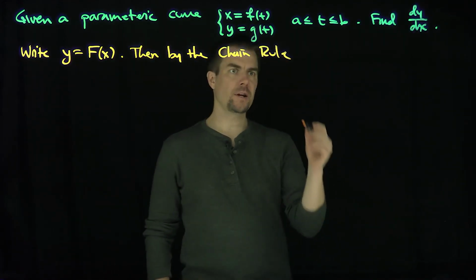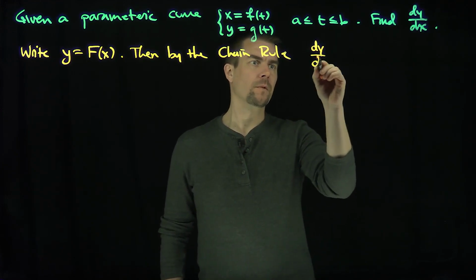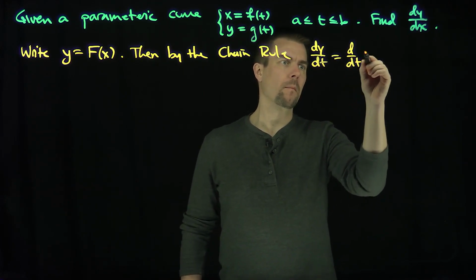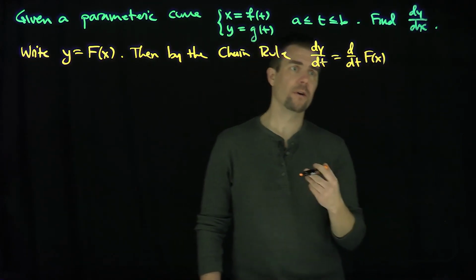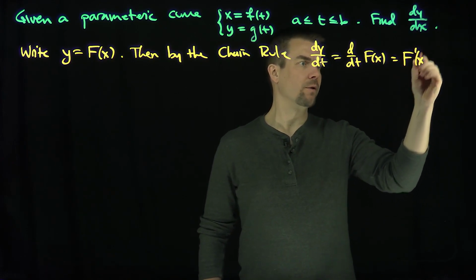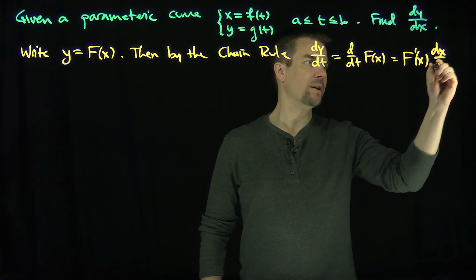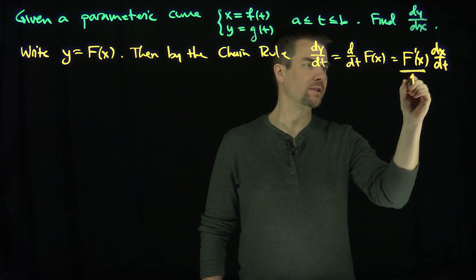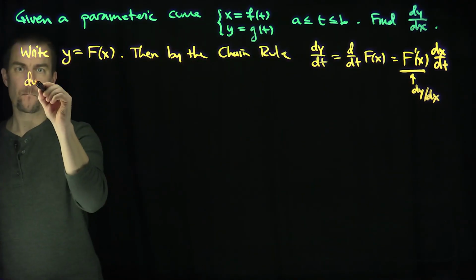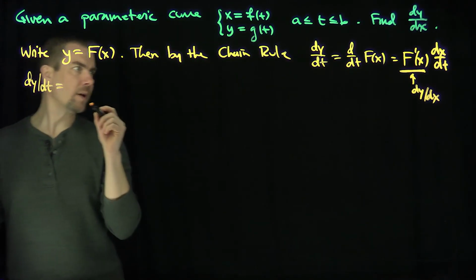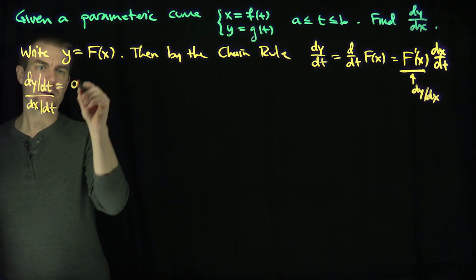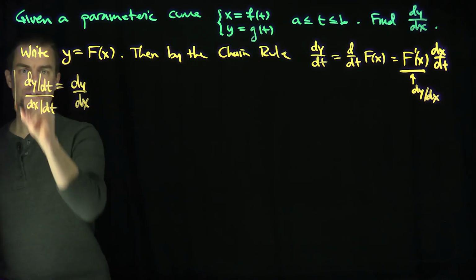Then, by the chain rule, I can say that dy/dt is the t derivative of this thing over here. But of course, x is a function of t. So what will this be? This is going to be F prime of x, which is dF/dx, times dx/dt. And so this thing over here is exactly just dy/dx. So we've just shown that dy/dx is dy/dt over dx/dt. And so that's the important formula.